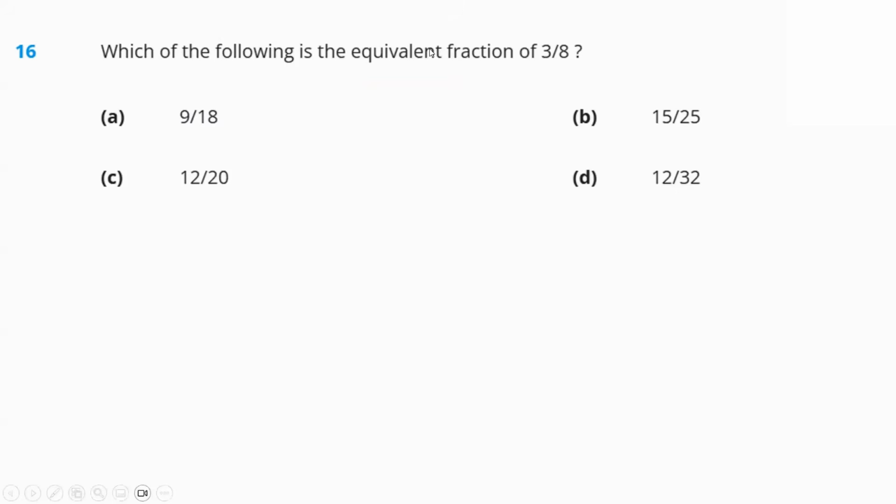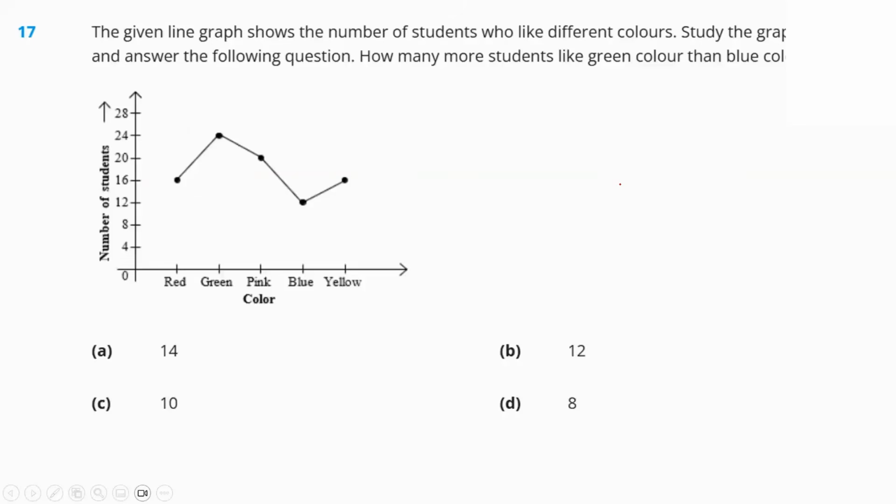Which of the following is an equivalent fraction of 3 by 8? Okay, 3 by 8. 3 threes are 9, 8 threes are 18? No, so that's not equivalent. Next, 3 fours is 12. So we should take 8 fours, that's 20. No, that's also not the answer. 3 fives is 15, 8 fives is 25. No, that's also not the answer. 3 fours are 12, 8 fours are 32. Both multiplied by 4. Hence, that's an equivalent fraction.